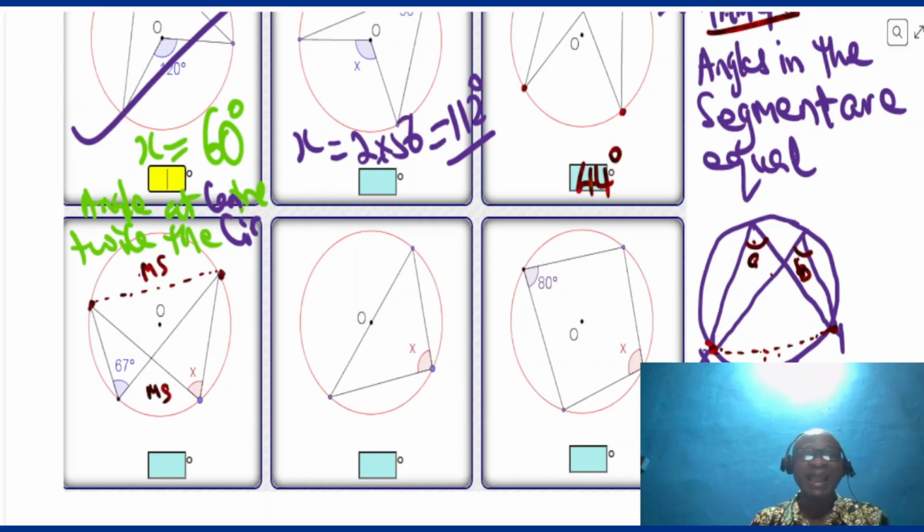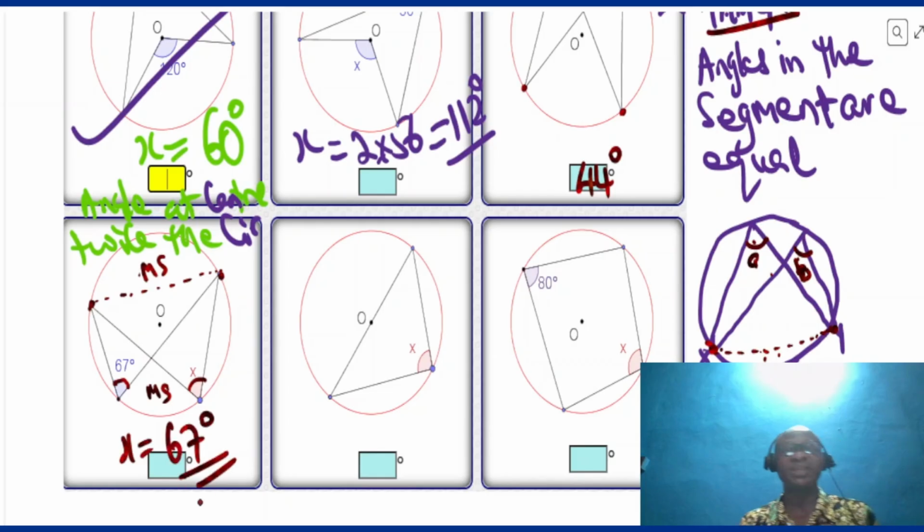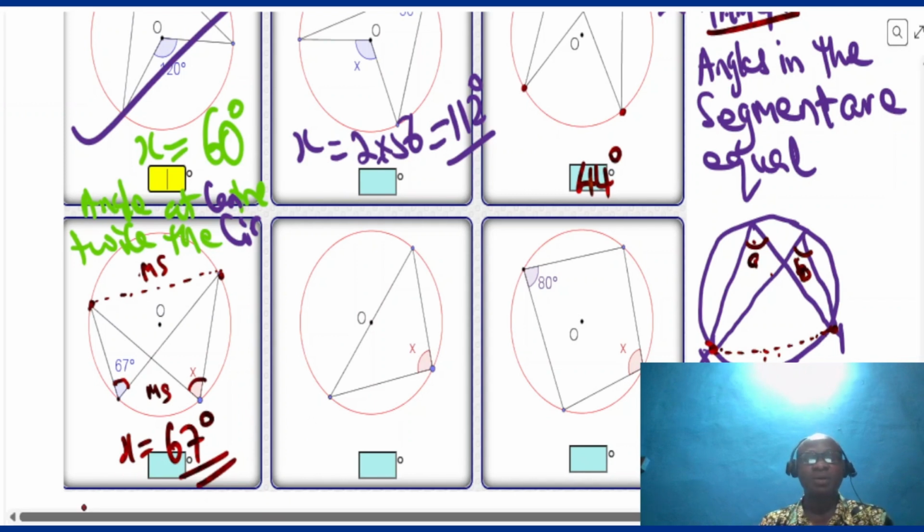The two ends of the chord that form the two segments are used to form angle 67 here. And they also formed angle X. You conclude X is equal to 67 degrees. If you key it into the system, it will give you accurate answer. If the question has said, give your answer with reason, what do you write? Angles in the same segment are equal. That is all you write for them. Angles in the same segment are equal.